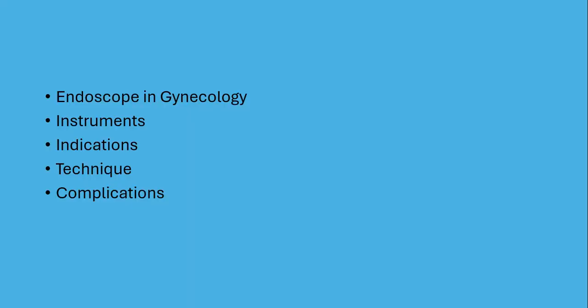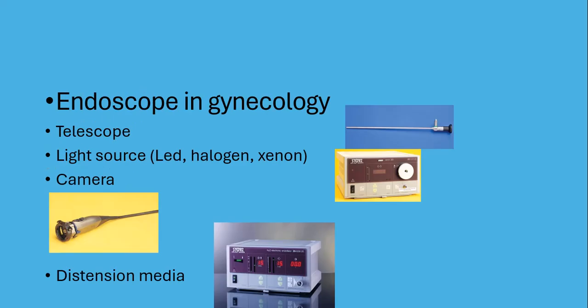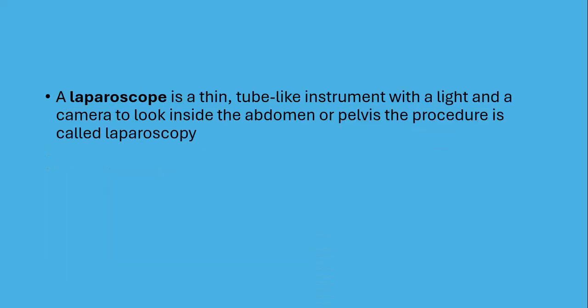Endoscope in gynecology: telescope, light source (LED, halogen, xenon), camera, distension media. A laparoscope is a thin, tube-like instrument with a light and a camera to look inside the abdomen or pelvis. The procedure is called laparoscopy.